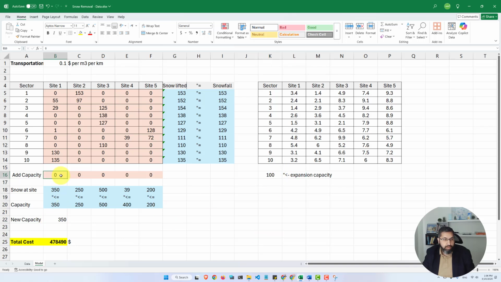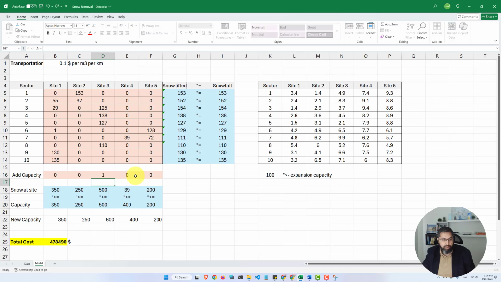So if I make this 1, this becomes 450. If I make it 0, the new capacity is the old capacity. Now here you want to make sure that this cell K16 is 100, you put a dollar sign so it doesn't move, you lock it in. So when I drag the formula, everything still works, and then I can turn on any one of them.